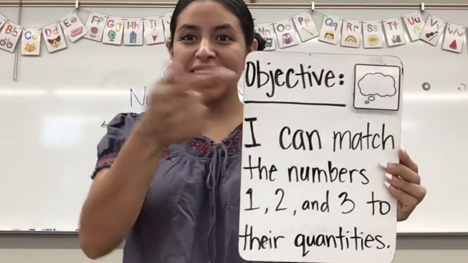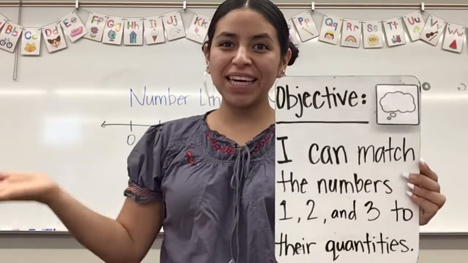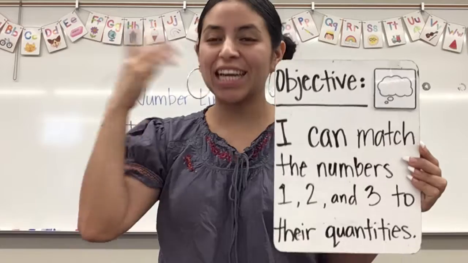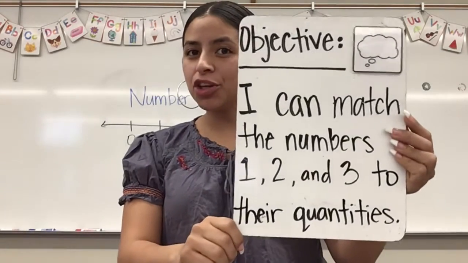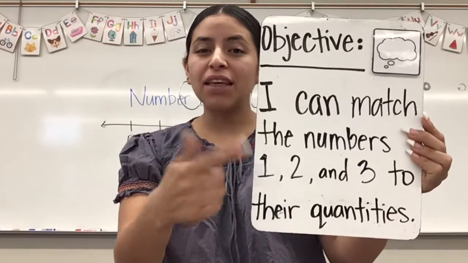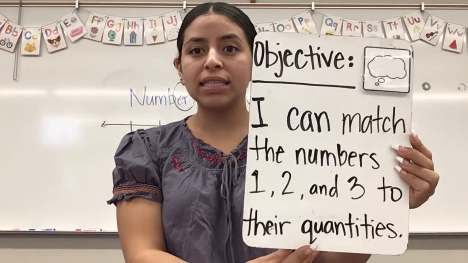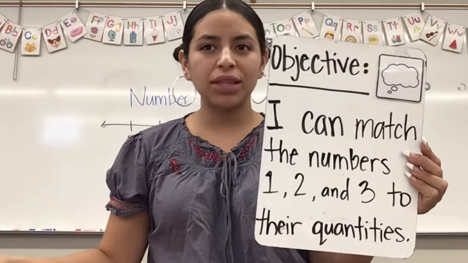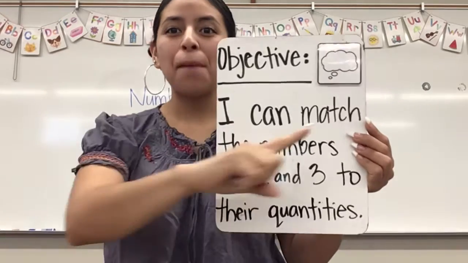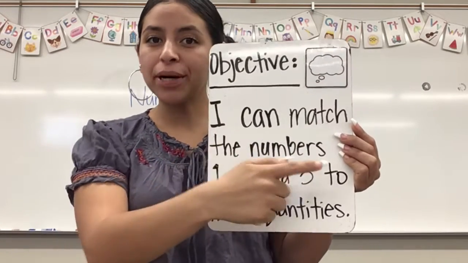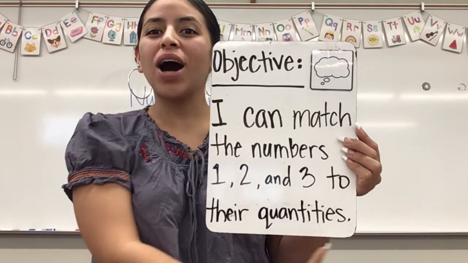To begin, we're going to get started by going over our objective. And remember, our objective is what we are going to learn. It's what we're going to be thinking about, what we're going to be focusing on today. And lucky for you, we have the same objective that we did yesterday. So when we were on live yesterday, we matched our quantities to their numbers. And today we're doing the same thing. So go ahead and repeat after me. I can match the numbers 1, 2, and 3 to their quantities.